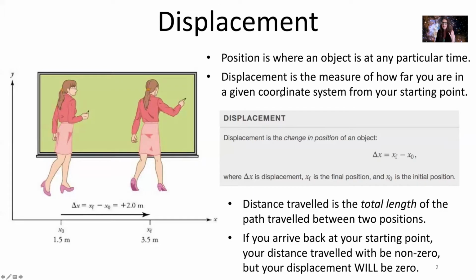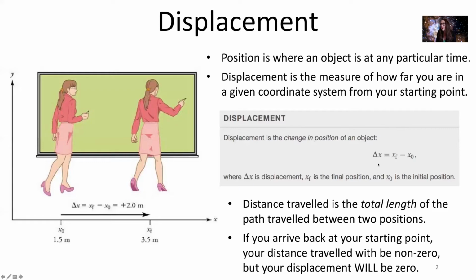So displacement is this measure of how you are from your starting point in any coordinate system, here along the x or y direction. But your position is where an object is at any particular time. So your position is just essentially your location, but your displacement is a distance or a measure of how far you are from your starting point. Okay. A displacement is a change in position.